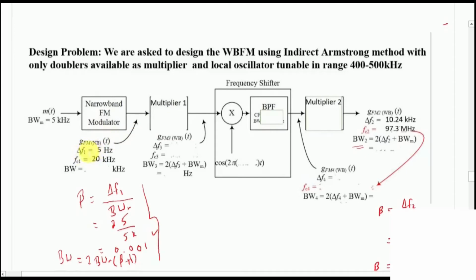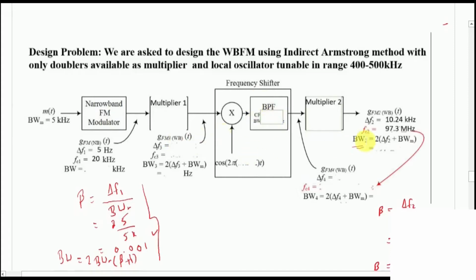So this is one technique, but you know that in multipliers we are also going to multiply delta F1 with M1, right? And then whatever the output would be over here would again be multiplied by another multiplier. So we would have delta F2, which would be equal to M2 times M1 times delta F1. Remember, delta F1 is multiplied by multipliers, but the frequency shifter does not change it. It has no role to play, right?